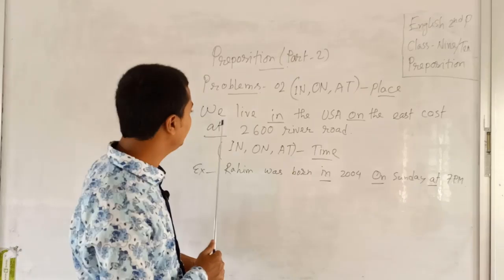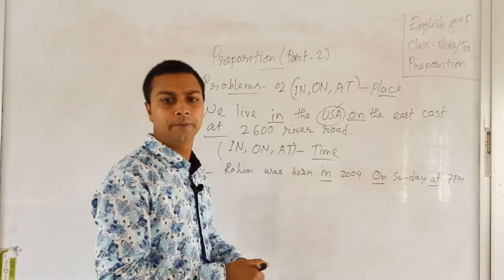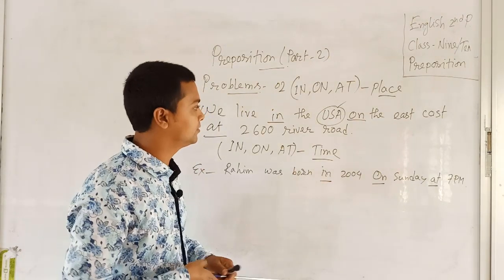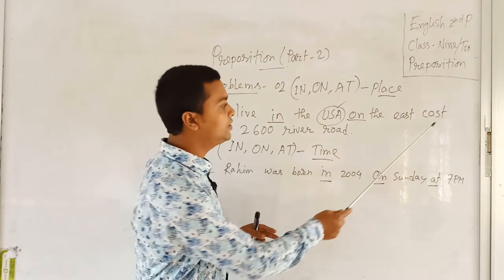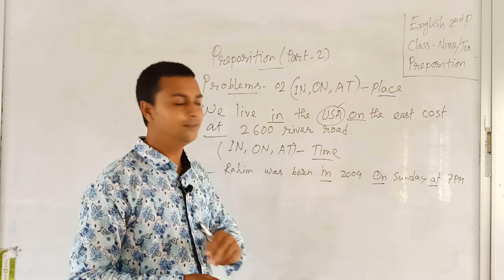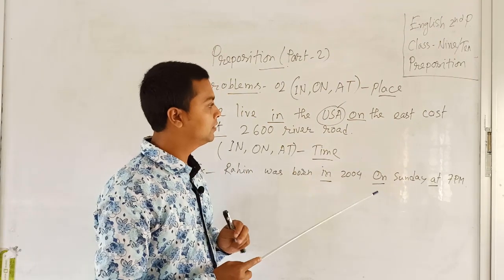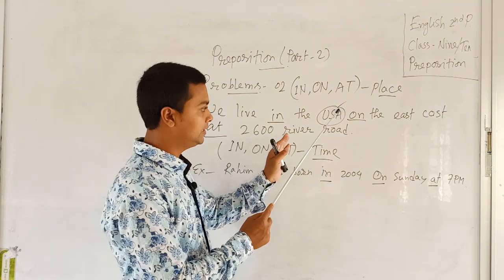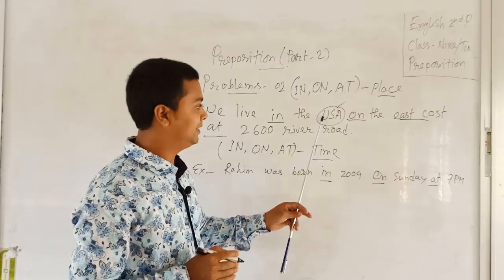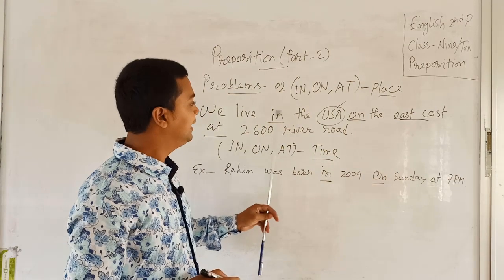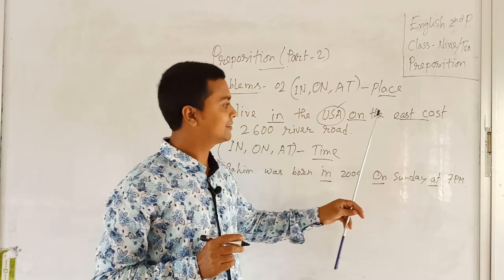I give you an example here. We live in the USA. We know USA is a big or large place, United States of America. On the East Coast, here East Coast is smaller than USA. East Coast is also a place under USA. USA is a large place and East Coast is a smaller place than USA. So we can use in before the large place like USA.